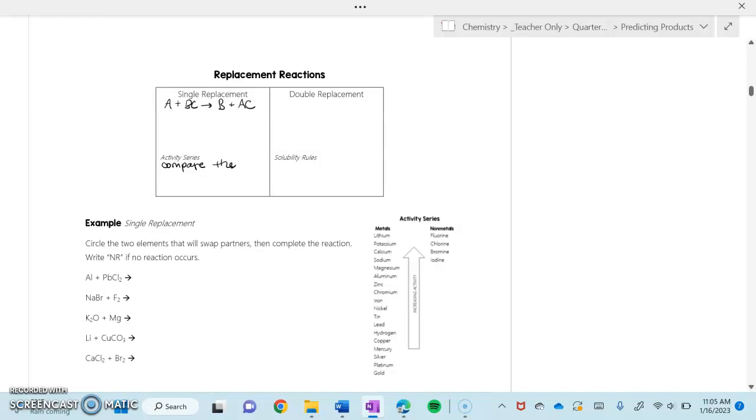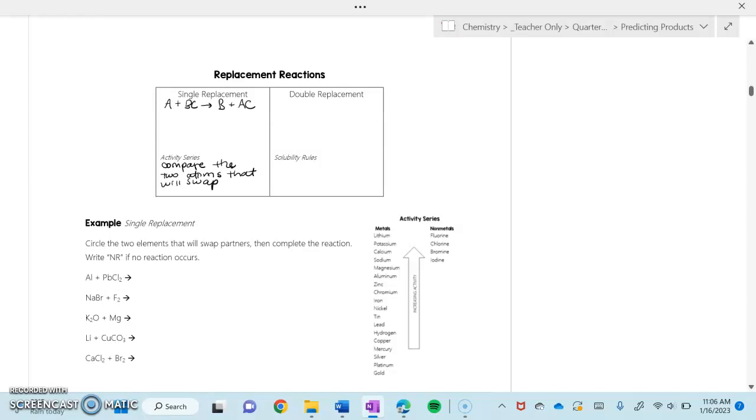And the way the activity series is set up is it already compares metals with metals and nonmetals with nonmetals. So if your element is on the metal side, it's only going to switch with a metal, and same for a nonmetal. So check what the element is, and then it will tell you if it's a metal, it's going to switch with a metal, and vice versa. So first you want to compare the two atoms that will be swapping places. Okay. And just like I said, metals will replace metals and nonmetals will replace nonmetals.